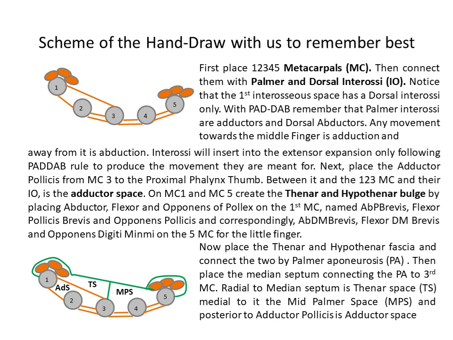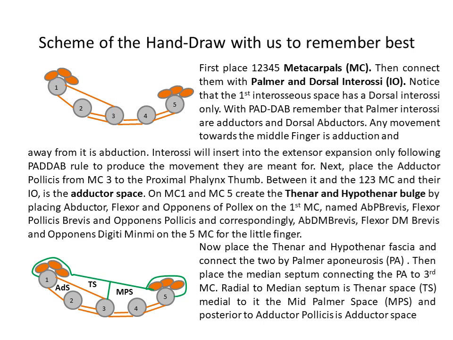Interossei will insert into the extensor expansion with only PAD DAB rule to produce the movement that they are meant for. Next, place the adductor pollicis from the third metacarpal to the proximal phalanx of the thumb. Then between the adductor pollicis and the first, second, third metacarpal and their interossei is the adductor space.